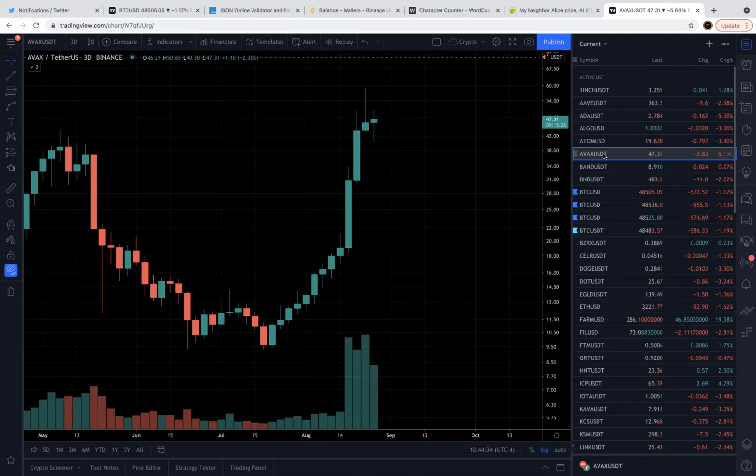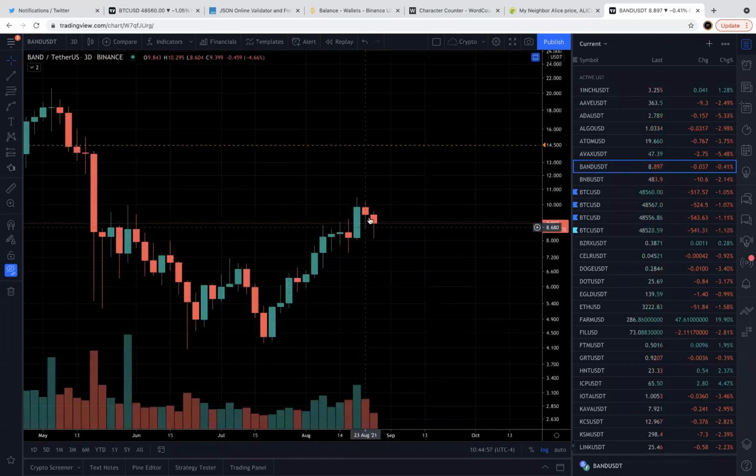So AVAX, for example, it didn't care. Of course it went down, but look at the trend, look at the chart. There's not even a single red candle on a 3-day scale right from the bottom. So this is super strong, right? Super strong. So I don't care. It's down by -5%. It doesn't matter.